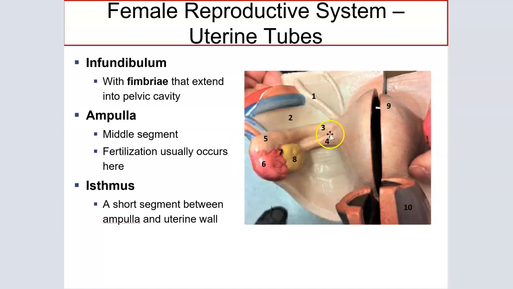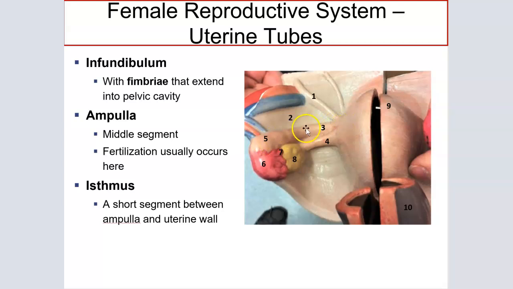Remember that smooth muscle. Now, the ampulla is number 5. It's the curved portion. It's considered the middle. This is where fertilization usually occurs. So those sperm have to go up the vagina, up the uterus, go into the correct uterine tube, and come all the way out here to the ampulla.